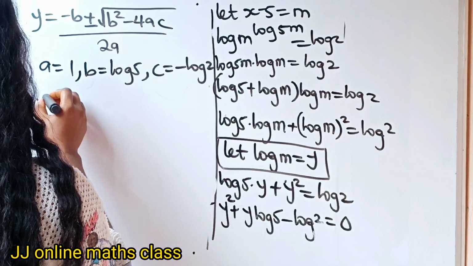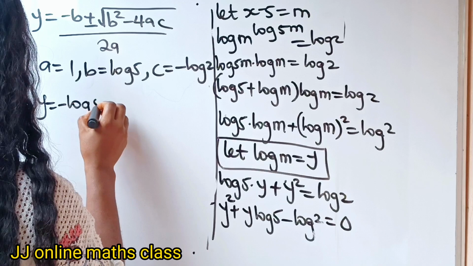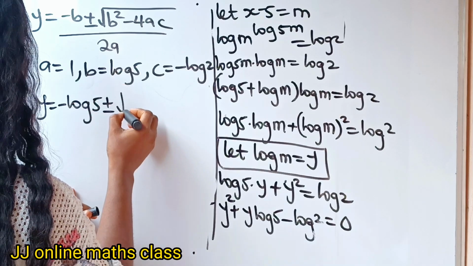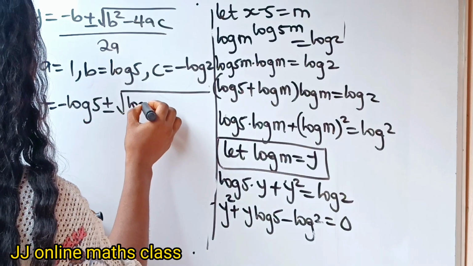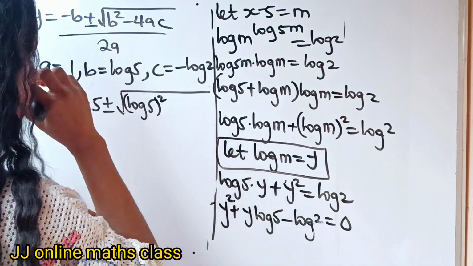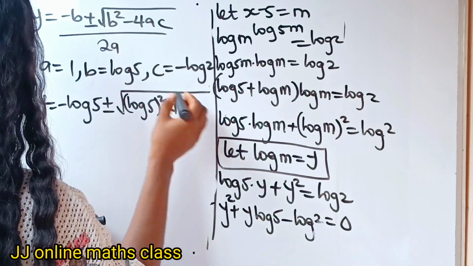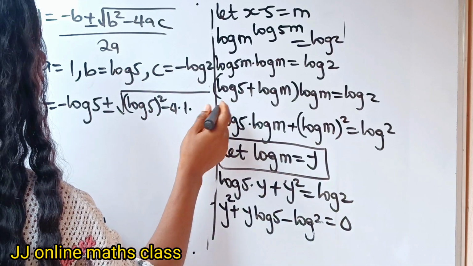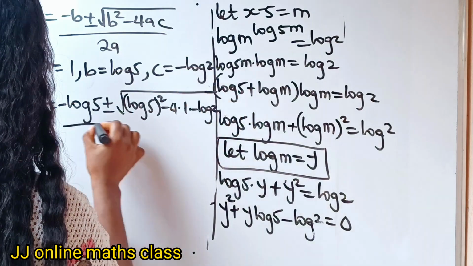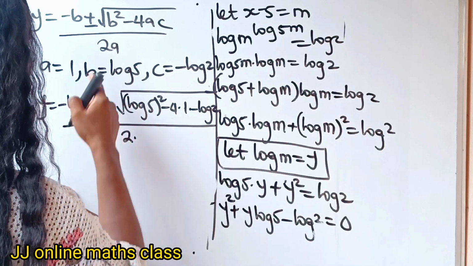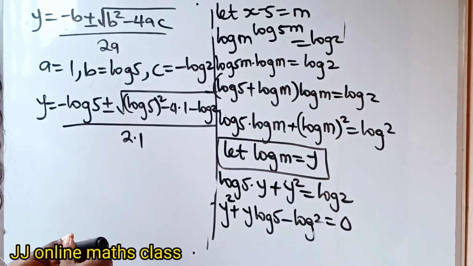Equation. So we'll have that our y is equal to minus b, that is minus log 5, plus or minus square root of our b squared will be log 5 squared, right? Log 5 squared. Okay, minus 4 dots. Our a is what? 1, and our c is minus log 2. Okay, everything divided by 2 dots. Our a is what? 1.